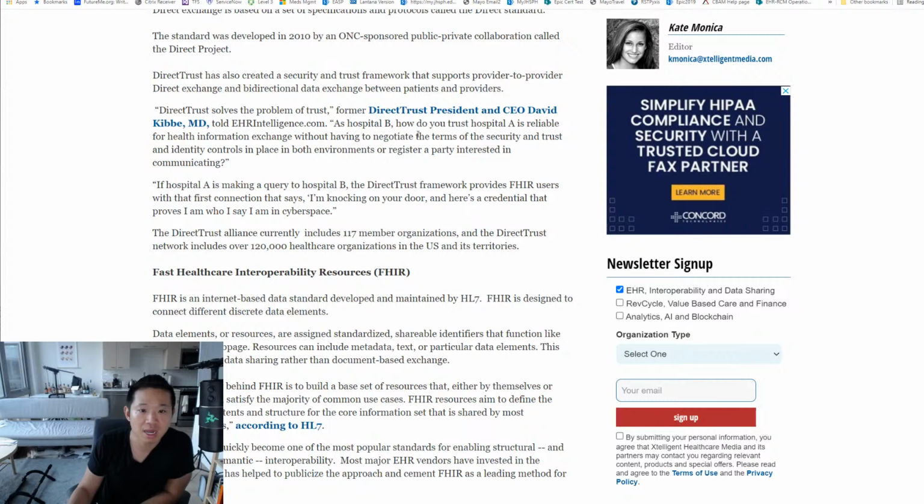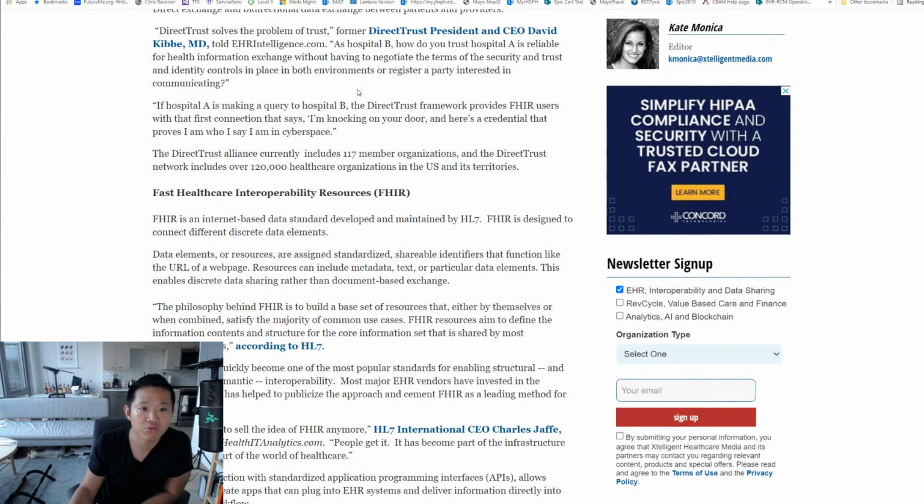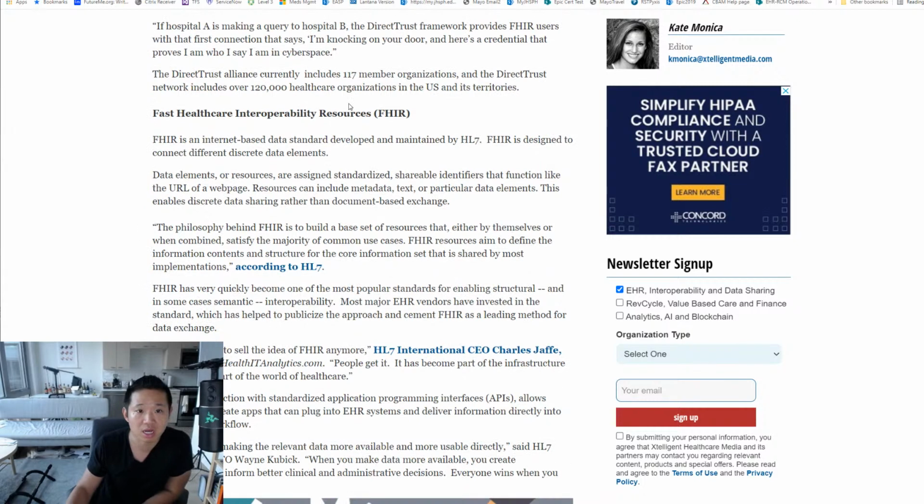As Hospital B, how do you trust Hospital A is reliable for health information exchange without having to negotiate the terms of the security and trust and identity controls in place in both environments or register a party interested in communicating? If Hospital A is making a query to Hospital B, the Direct Trust framework provides FHIR users with that first connection that says, I'm knocking on your door and here's a credential that proves I am who I say I am in cyberspace. The Direct Trust Alliance currently includes 117 member organizations, and the Direct Trust Network includes over 120,000 healthcare organizations in the U.S.